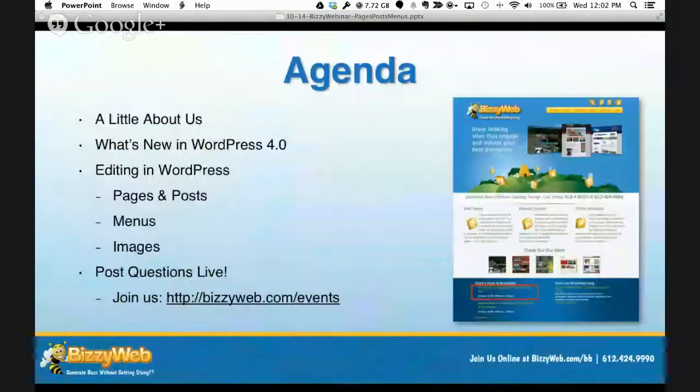So let's get right to it. As we do each week, we're going to talk a little bit about BizzyWeb, and then we're going to go right into what's new in WordPress 4.0, what you may have missed, and a little bit more of the ninja tricks on how to get into it. And then we're going to talk about how to edit. So we'll talk about some of my recommendations on what you need to think about and do when you're editing pages and posts, when you're modifying menus, and also when you're tagging and goofing around with images.